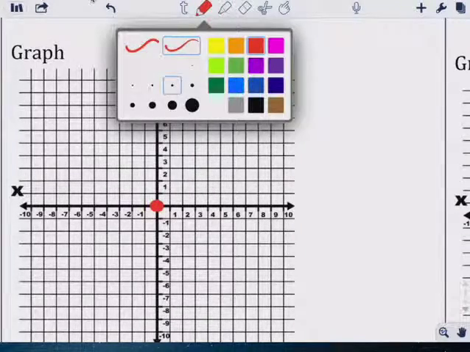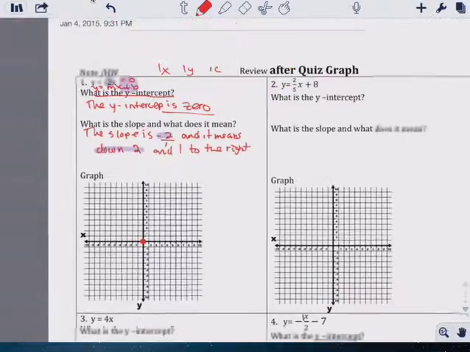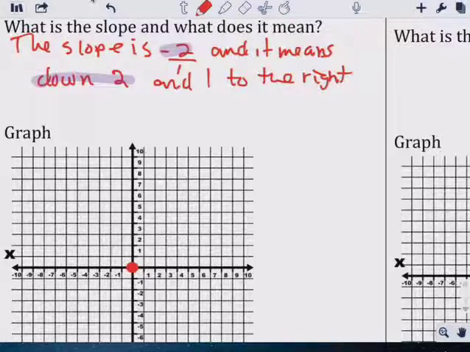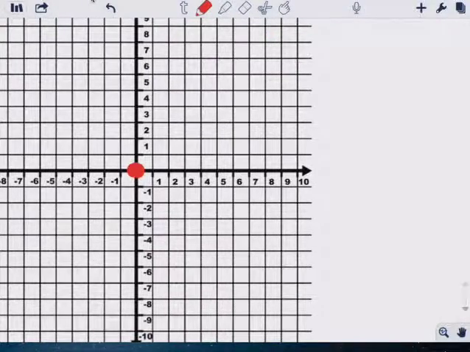From there you go down 2. Use the slope. Down 2, right 1. Down 1, 2, right 1. Down 1, 2, right 1. You keep going on forever.